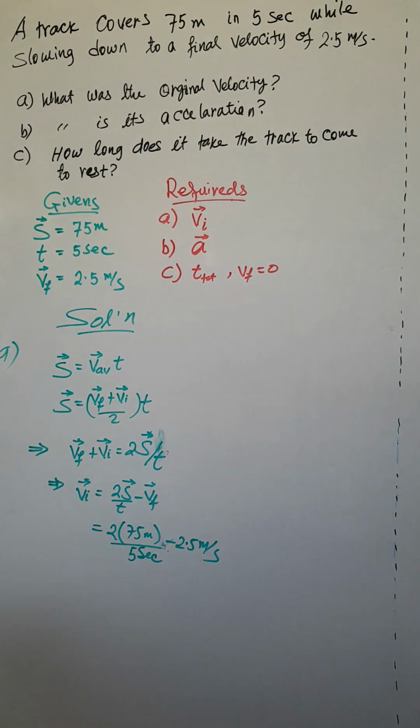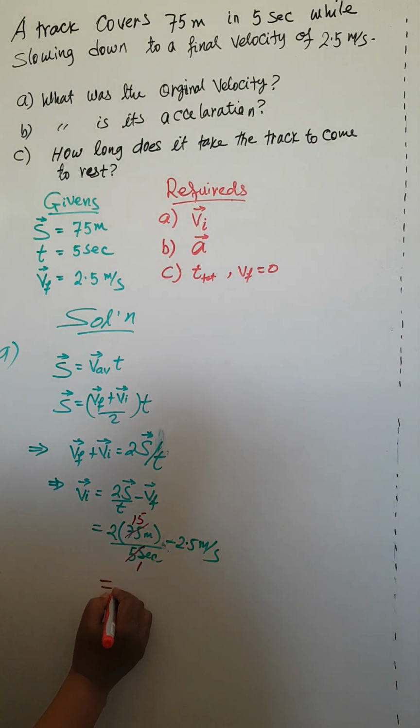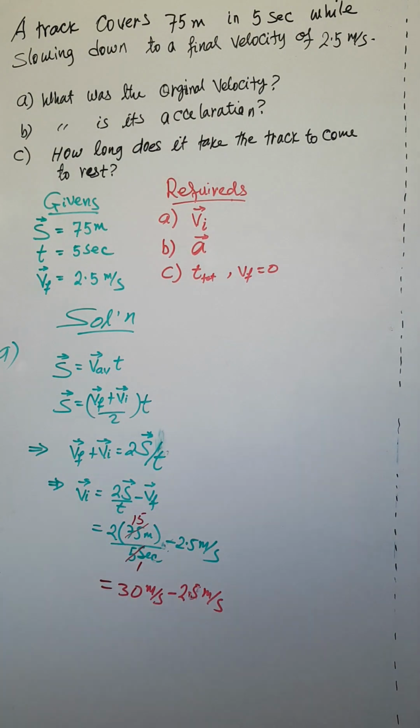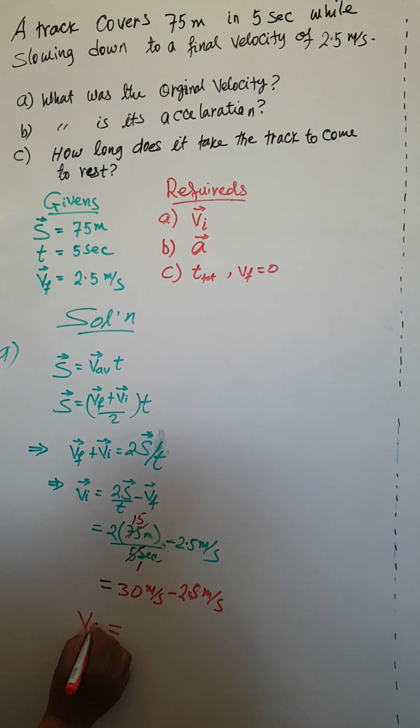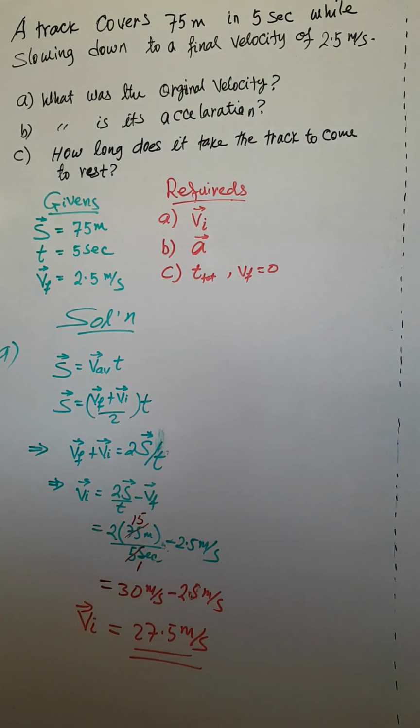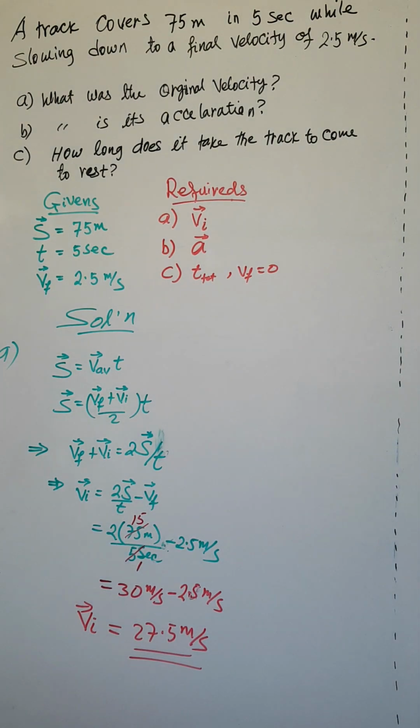Now here, 75 divided by 5 is 15, so 2 times 15 is 30 meters per second, minus 2.5 meters per second, which is 27.5. This is equal to VI, the original velocity of the truck: 27.5 meters per second. This means a truck traveling at 27.5 meters per second travels 75 meters in 5 seconds. This is the initial velocity of the truck.